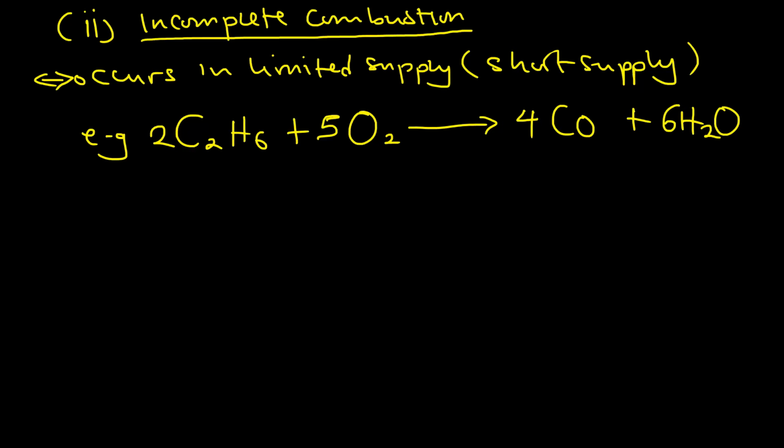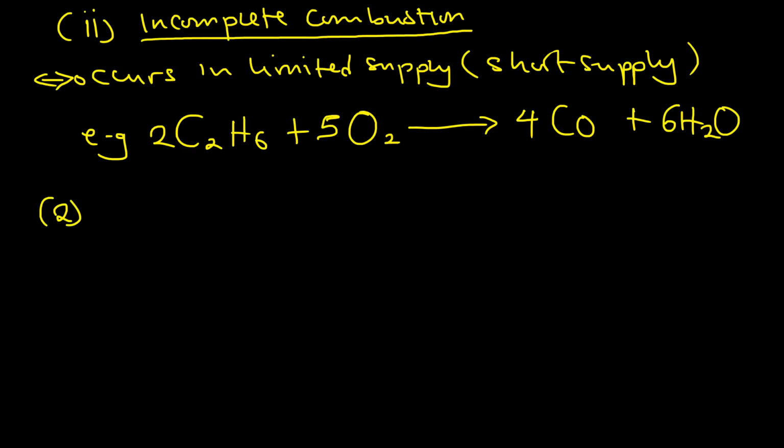So in the case of limited supply of air, what occurs is incomplete combustion, and what is produced is carbon monoxide and water. But in a full supply or abundance of oxygen, alkanes undergo combustion, or they burn, to produce carbon dioxide and water. I guess up to this point we are together.